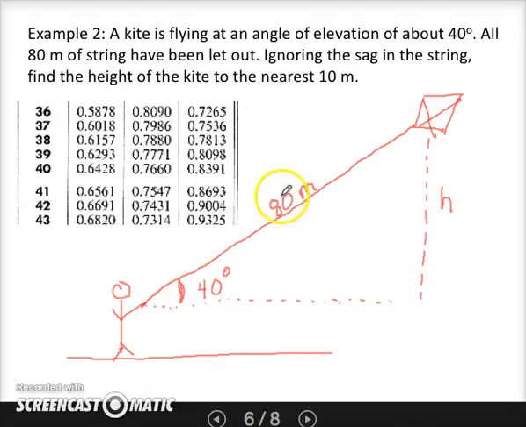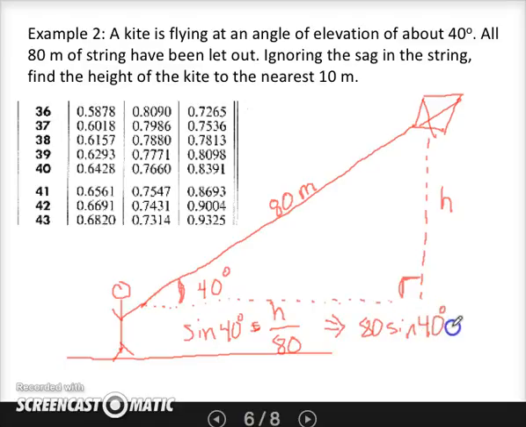We're given an angle and a side of a right triangle. This time we are given the hypotenuse, and we're interested in finding the opposite side. So the best trig function for me here is going to be sine, which is opposite over hypotenuse. So I'm going to write down the sine of 40 degrees equals the opposite leg, which is h, over 80, which is the hypotenuse. Multiplying both sides of this equation by 80, I have 80 times the sine of 40 degrees equals h.